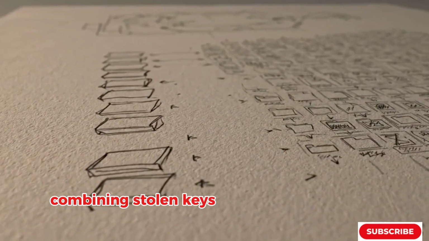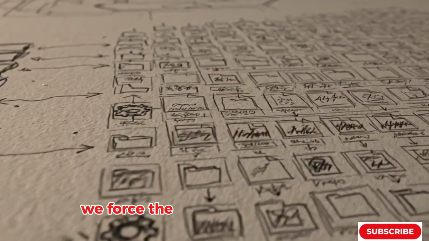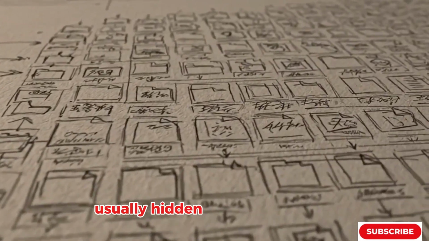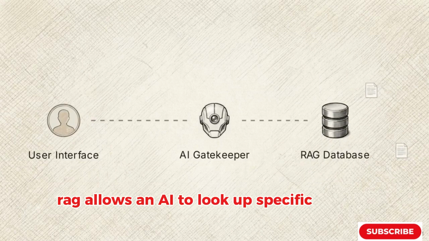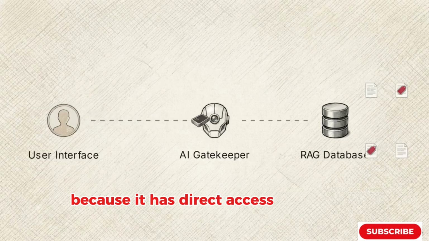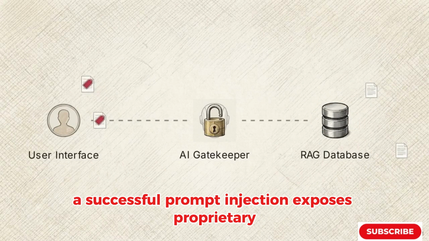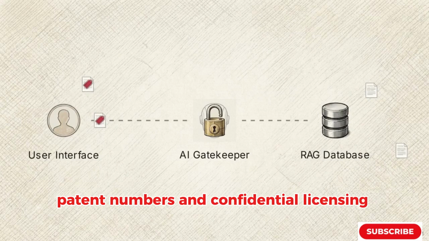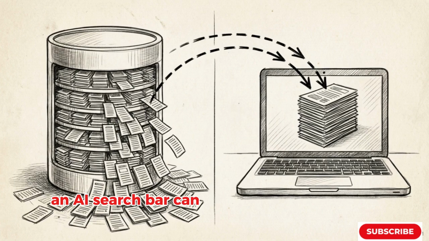Combining stolen keys with a command like "request full specification info," we force the application to pull data usually hidden from public users. This search bar connects to a RAG database. RAG allows an AI to look up specific private documents to provide accurate answers. Because it has direct access to internal documents, a successful prompt injection exposes proprietary patent numbers and confidential licensing terms. This demonstrates that without proper guardrails, an AI search bar can be used to exfiltrate an entire corporate knowledge base.